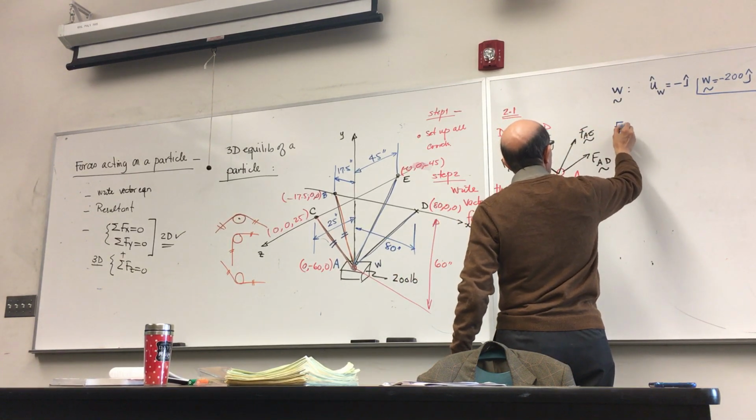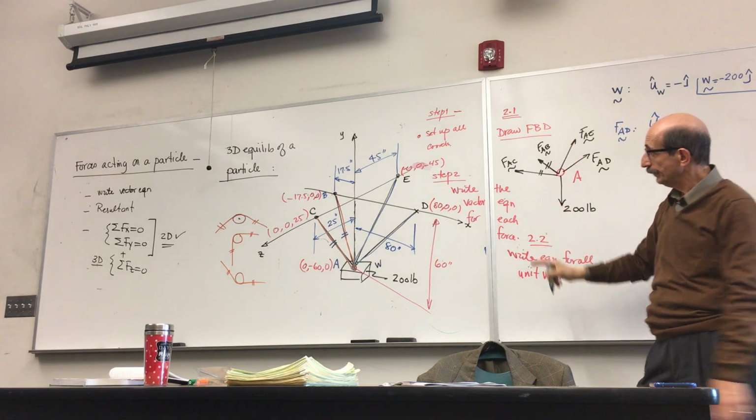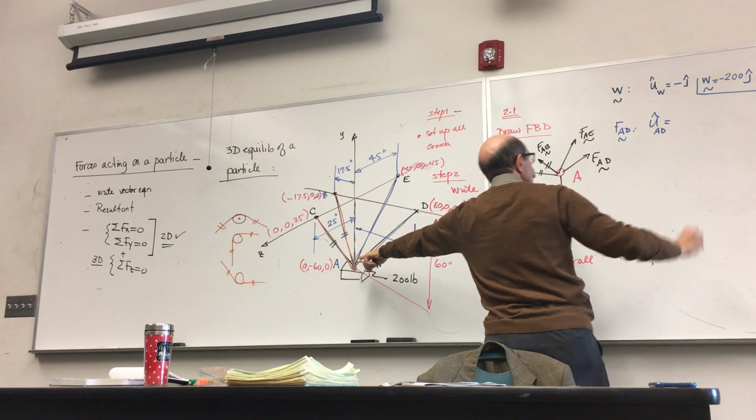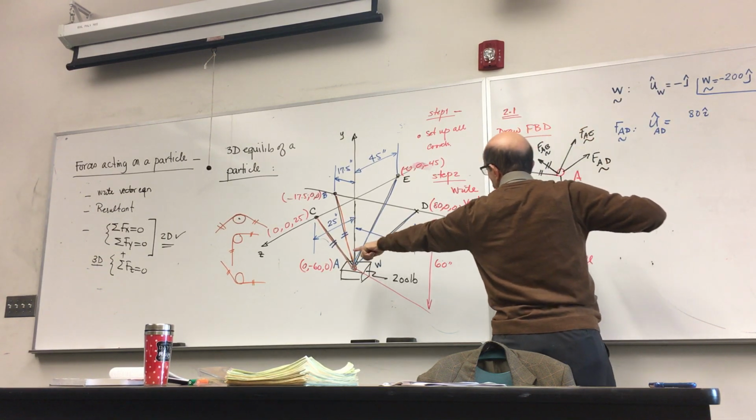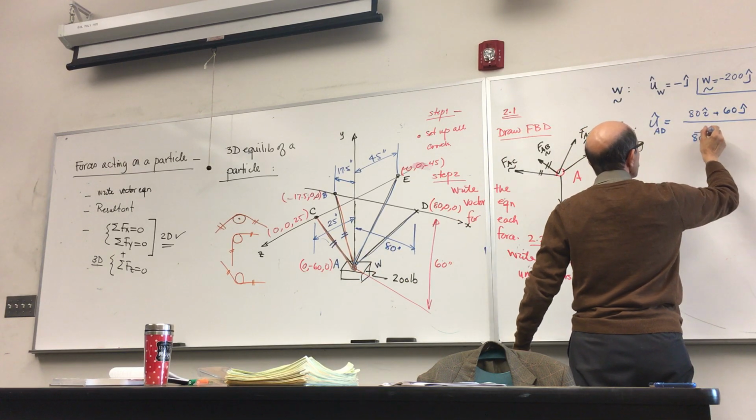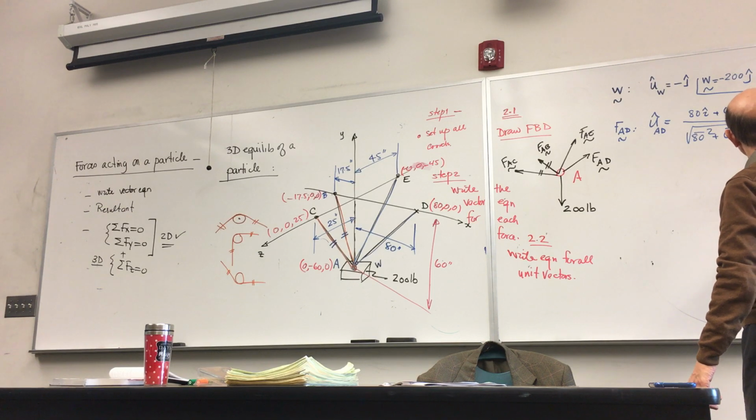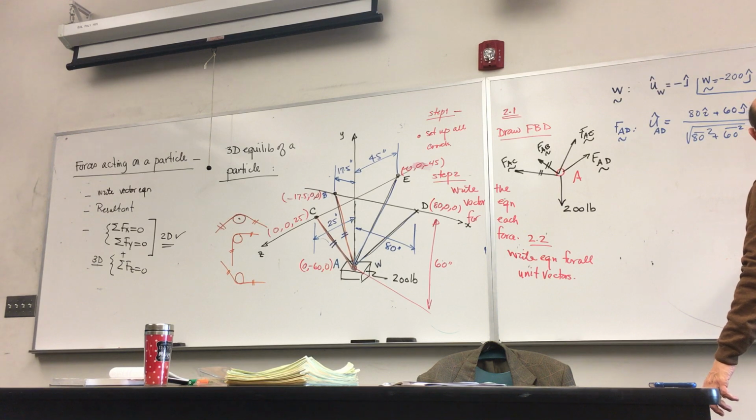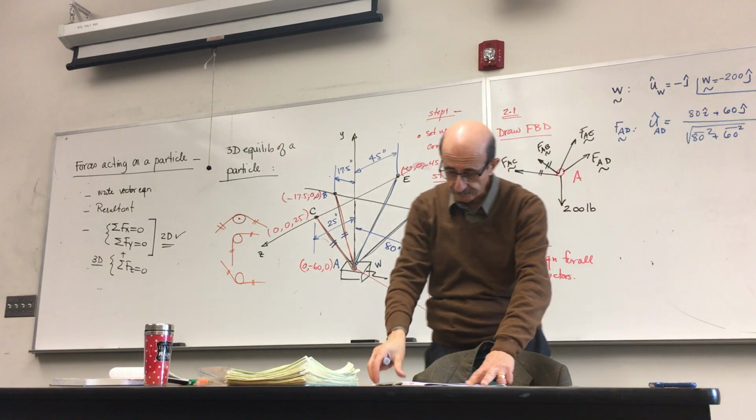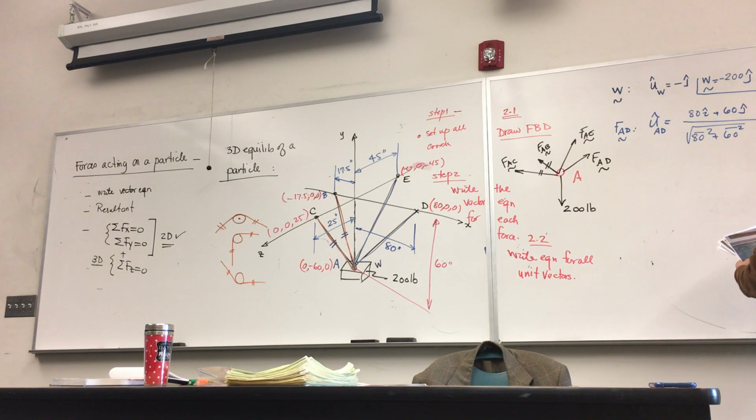Let's do F of AD. What is the unit vector along AD? Remember, tip minus tail. So here it would be 80 minus 0, 80I, 0 minus negative 60, so it would be plus 60J, 0 minus 0, 0. So the square root of 80 squared plus 60 squared. So F of AD would be the magnitude of F AD that we do not have, times this unit vector, and I have simplified that. After you simplify that, you get 0.8I plus 0.6J. So this is the equation for that force. Okay. You do the same for the rest.